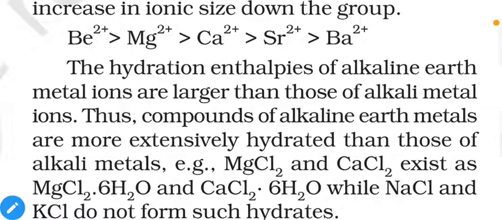The hydration enthalpies of alkaline earth metal ions are larger than those of alkali metal ions. Thus, compounds of alkaline earth metals are more extensively hydrated than those of the alkali metals. Example, MgCl2 and CaCl2 exist as MgCl2·6H2O and CaCl2·6H2O. So in this case, we even use calcium compounds for moisture removal processes.